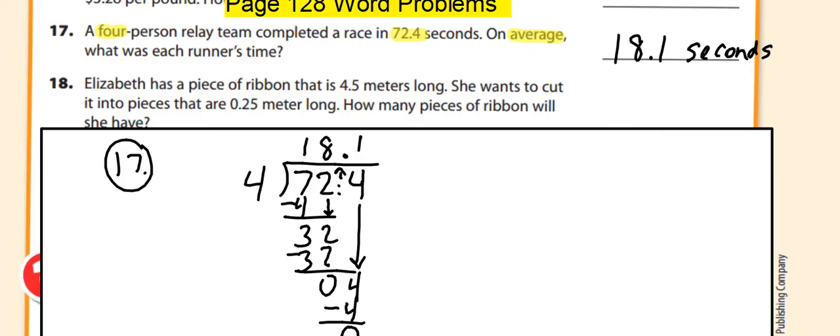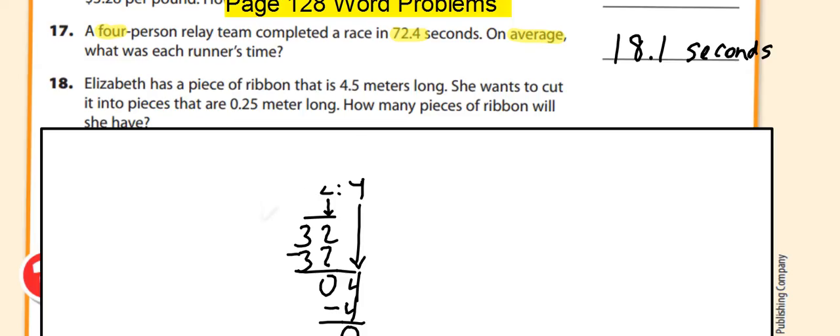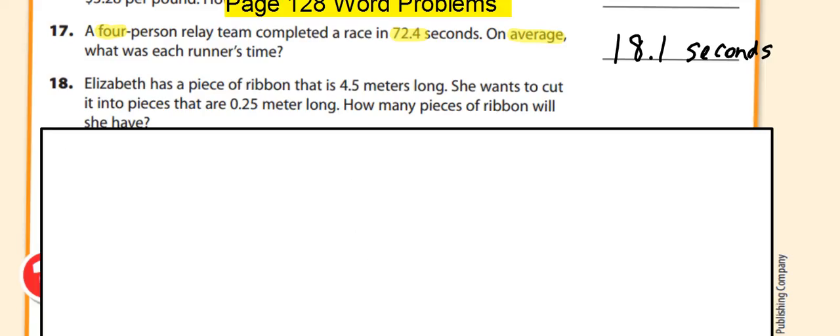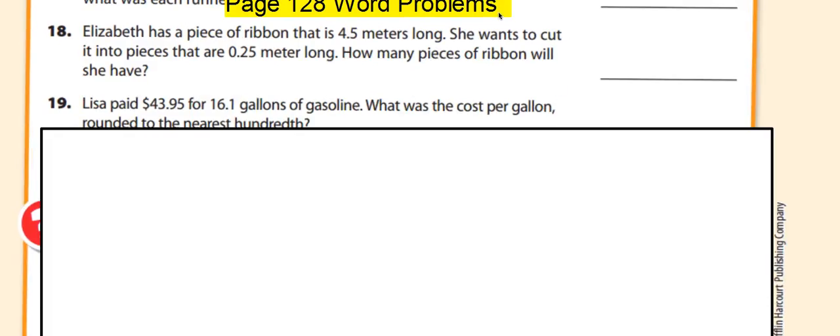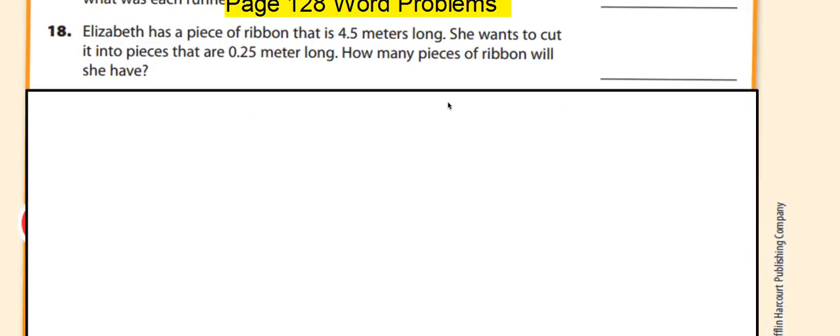All right, we will go ahead and erase our whiteboard, read and solve number 18, and then we'll get to number 19, the tricky problem of the day. Let me just clear the whole thing, actually. All right, number 18 reads, Elizabeth has a piece of ribbon that is 4 5/10 meters long. She wants to cut it into pieces that are 0 25/100 meters long. How many pieces of ribbon will she have?